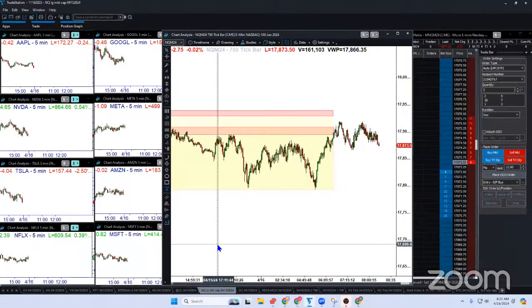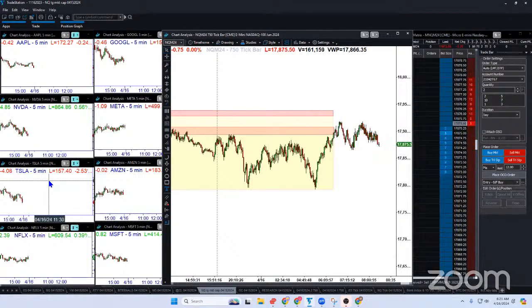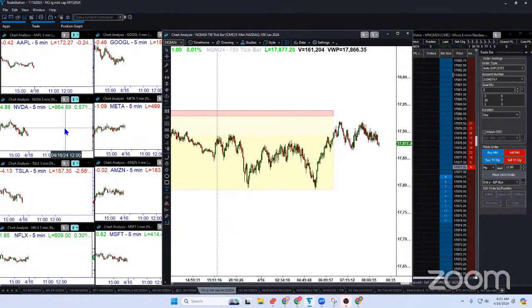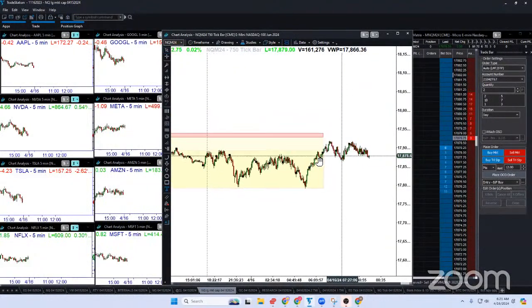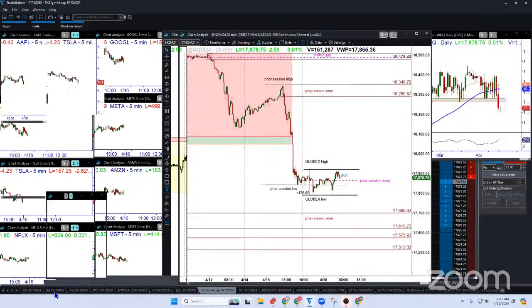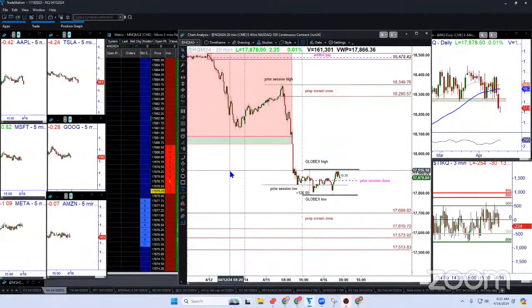All right, looking at all the NASDAQ stocks together, NVIDIA up 4.85, Tesla's down $4, Netflix up slightly. So we're seeing pretty much a mixed market around the top large market cap weighted stocks on the NASDAQ exchange. So with a mixed market and what we saw over here for the NASDAQ, we have a narrow Globex range.